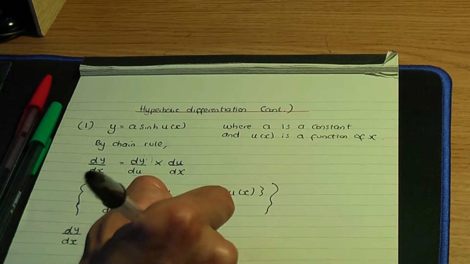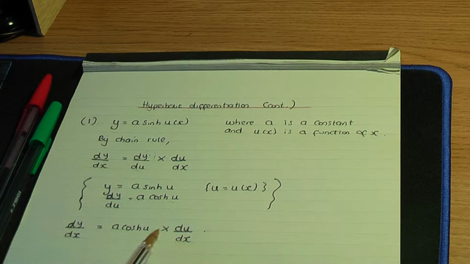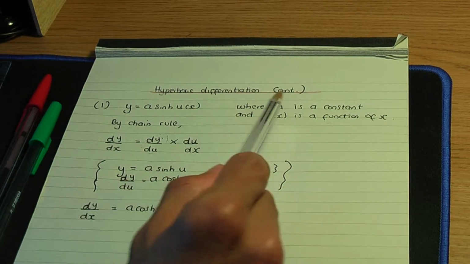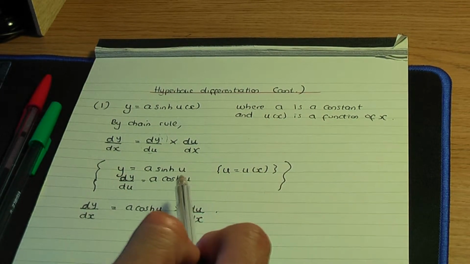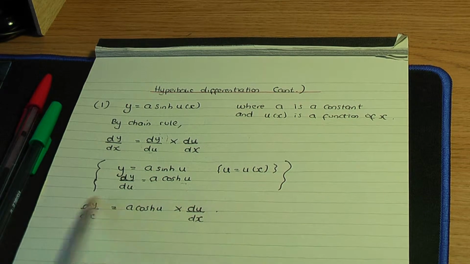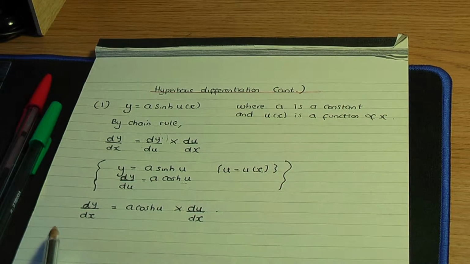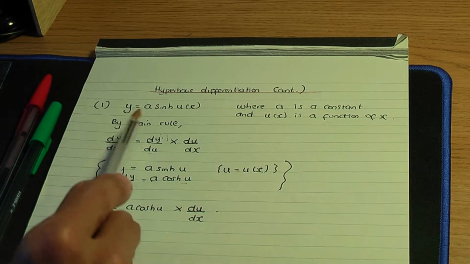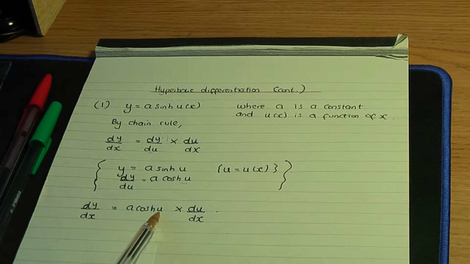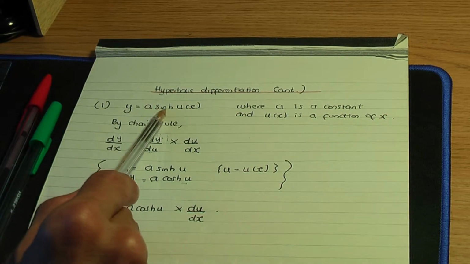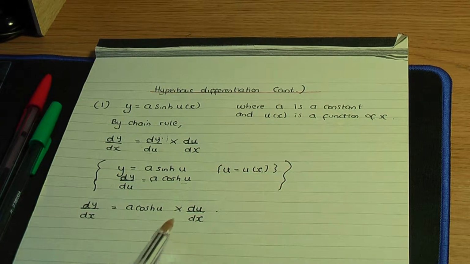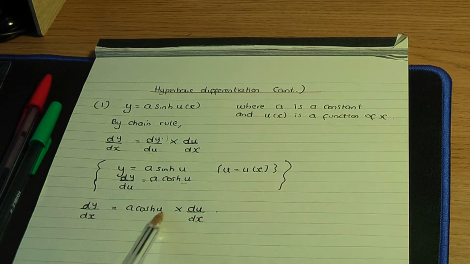times du over dx. Okay, so that is what you should have when you differentiate a hyperbolic sine u, where a is a constant and u(x) is a function of x. What I would say is I don't like to memorize these results, so just learn what this result is trying to say. The result itself is saying you differentiate using the standard result. So remember, when you differentiate hyperbolic sine, you get hyperbolic cos, but you need to multiply by d by dx of this term over here.